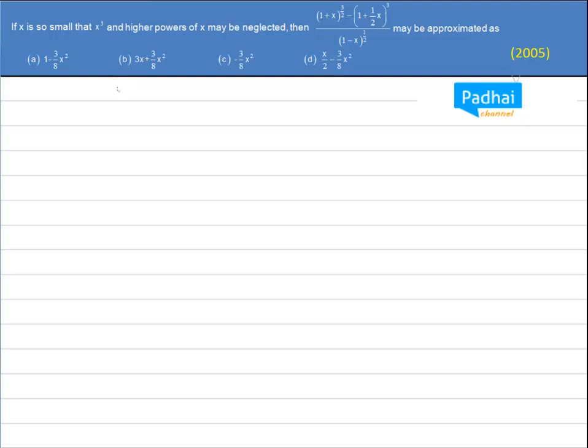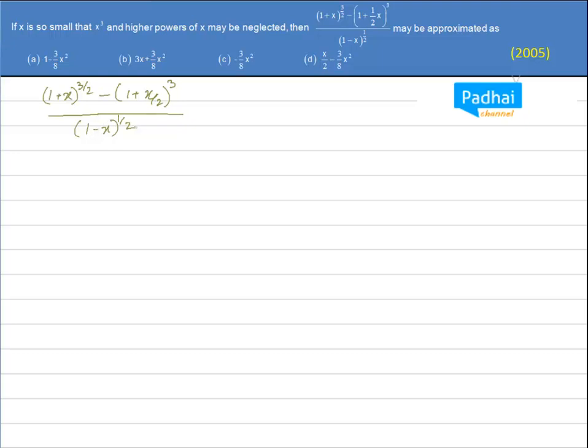Now let us see a 2005 problem which says that you can neglect the terms of x cube and higher terms because x is so small. Then you have to approximate this whole big number. Let me write this big number first of all: 1 plus x raised to power 3 by 2 minus 1 plus x by 2 raised to power 3, upon 1 minus x raised to power half. This is what we have to solve now.